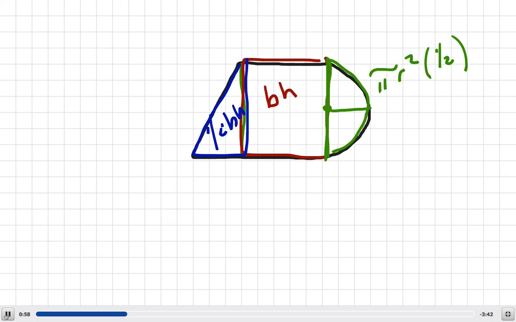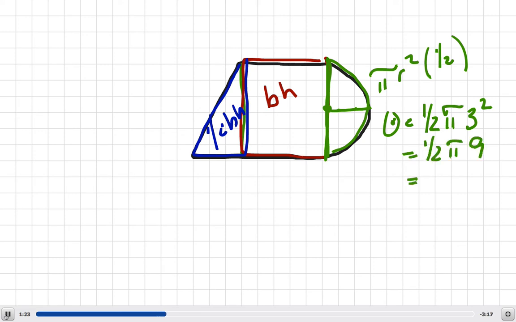So now I just need to calculate out my area for each of the sections, and then add them together. So let's start with our circle. We're going to have 1/2 times pi, and my radius is 1, 2, 3 units, so 3 squared. So 1/2 pi 9, and I find that that gives me an area of 14.14.